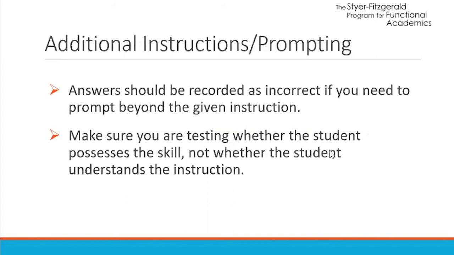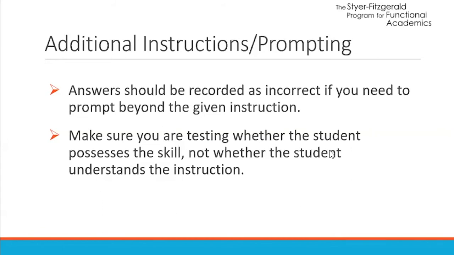Additional instructions and prompting. So answers should be recorded as incorrect if you need to prompt beyond the given instruction. Let's do an example. I have a nonverbal student and I give them a field of 3 and I say, find the letter A. And they start reaching for letter B, but I lean a little bit towards letter A. I'm kind of cueing them, right?